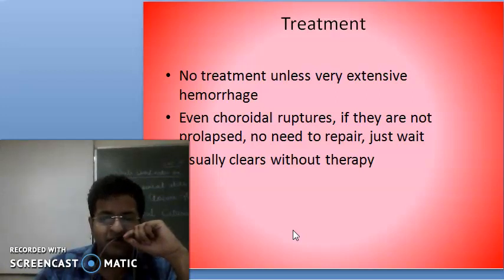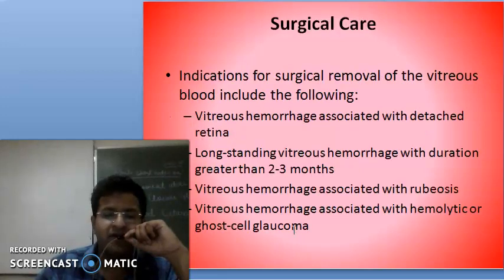Even the choroidal ruptures, if present, if they are not prolapsed, no need to repair, just wait. Usually the vitreous hemorrhage clears without therapy.